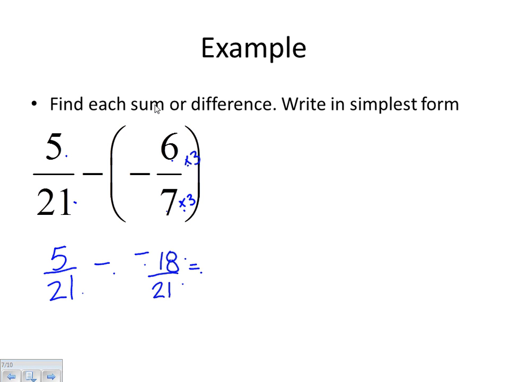Well, with my integer rules, if I have a minus minus, what can I do with that? Plus plus. So now this is actually 5 plus 18, which is a positive 23 over 21. Now we look at this and it's an improper fraction, and improper fractions are fine. You could also write it as a mixed number, which would be 1 and 2 over 21.